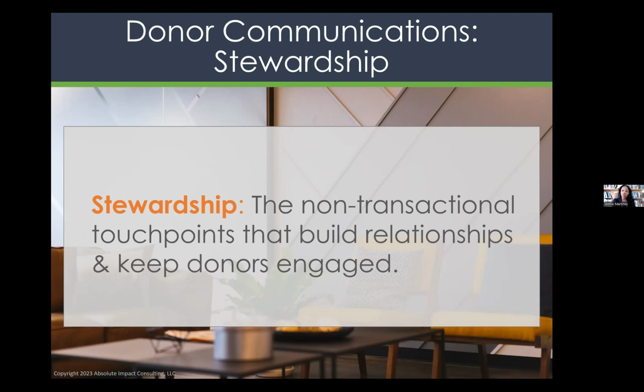So when you're stewarding, in effect, I'm not saying if you take someone out to coffee, you're not going to say, oh, by the way, thank you for your $500 gift, right? You're not going to ignore it, but it's not the basis and the foundation for that interaction.